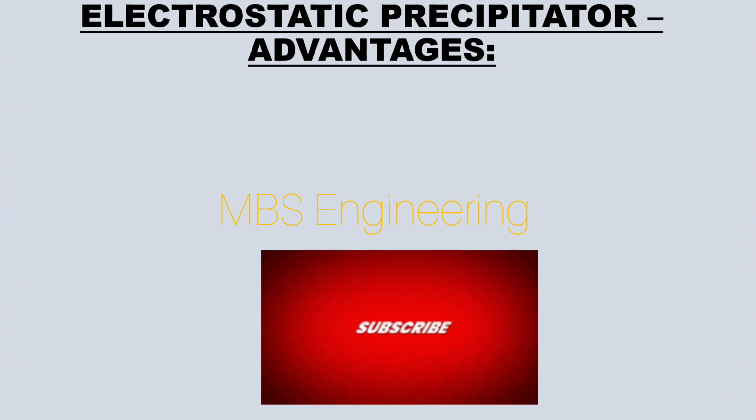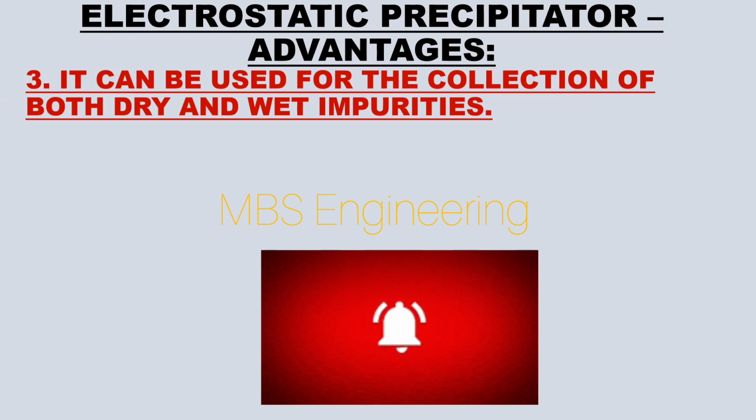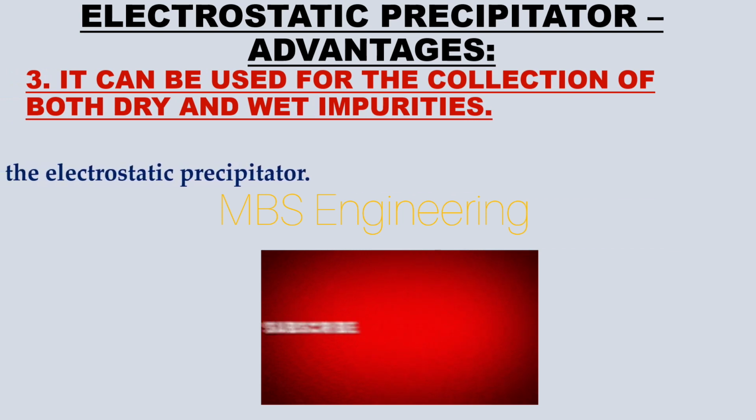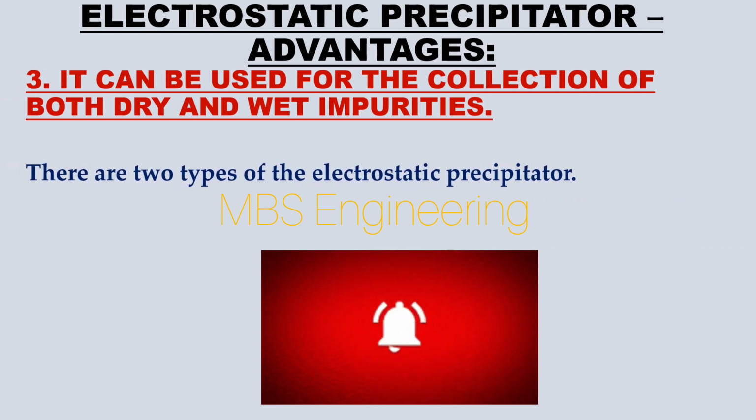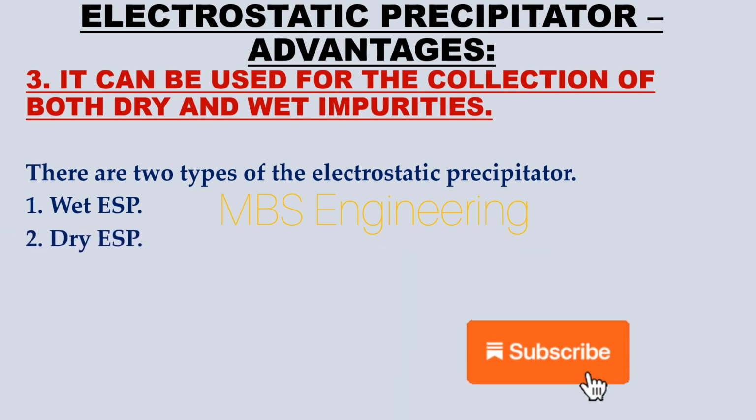Next, we are going to understand the advantages of the electrostatic precipitator, ESP. We will discuss in the detailed description given below. Point number 3. It can be used for the collection of both dry and wet impurities. There are two types of electrostatic precipitators. First, wet ESP. Second type, dry ESP.